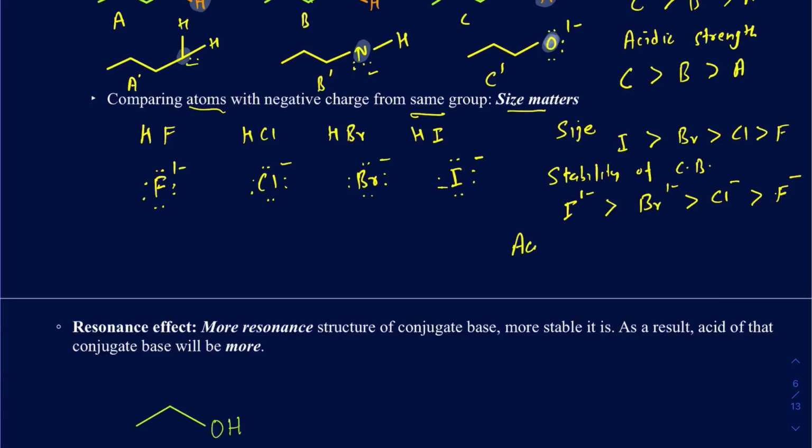As a result, what's the order of acidic strength? HI is greater than HBr, than HCl, and HF is much less acidic than the rest. It turns out these first three, HI, HBr, and HCl, are in the category of strong acids. HF is not a strong acid. But comparing among those four, HI is indeed the strongest acid in this particular case.